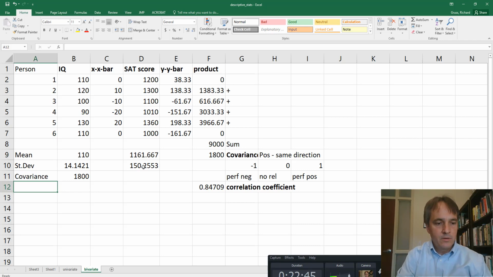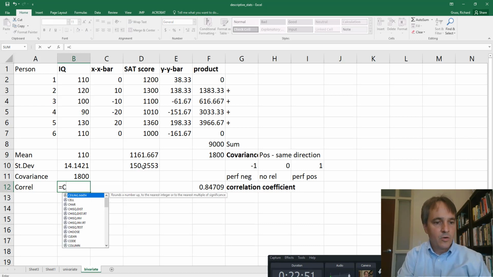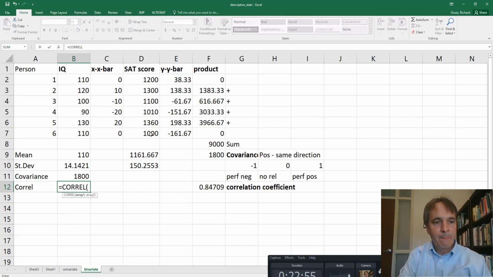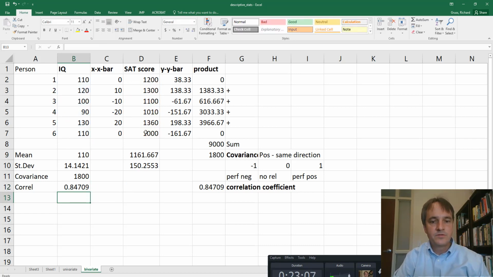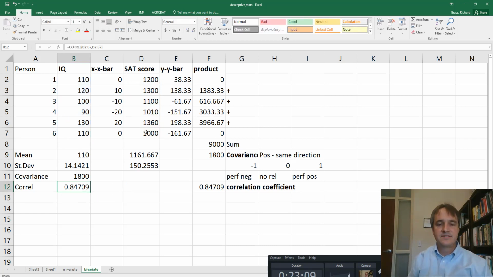Over here, we'll go ahead and do the shortcut way. We'll ask Excel to give us the correlation. It's just CORREL. And once again, we have to select the two ranges. So we'll select that range, do comma, and then that range. So the correlation coefficient of those two variables is the same.